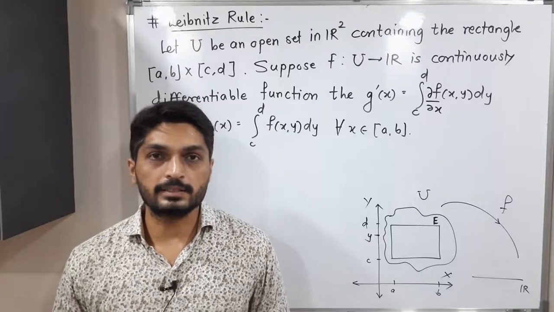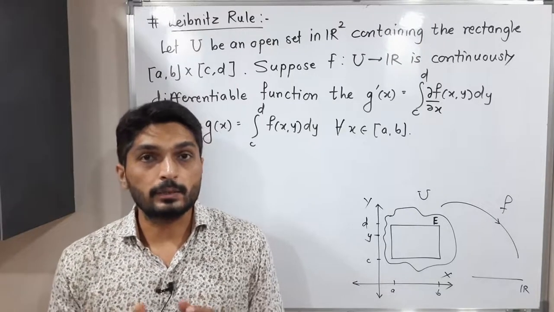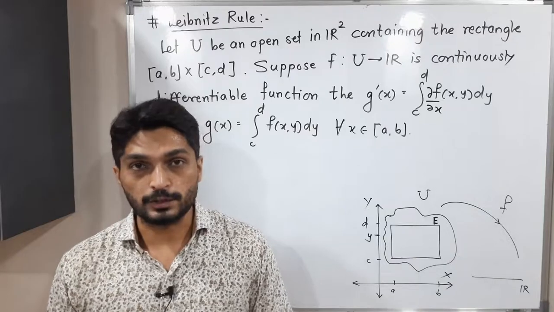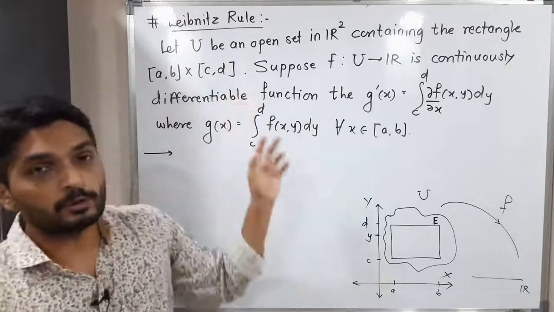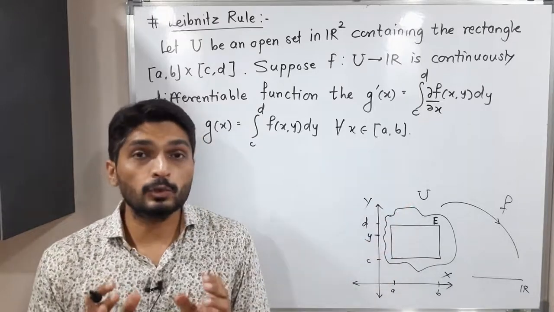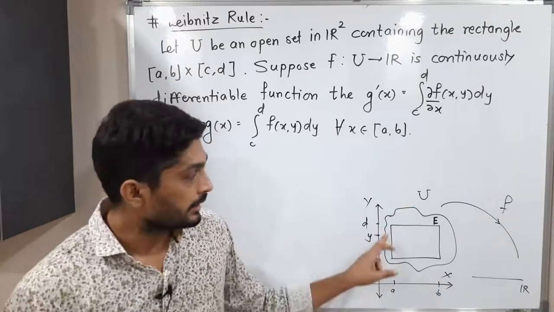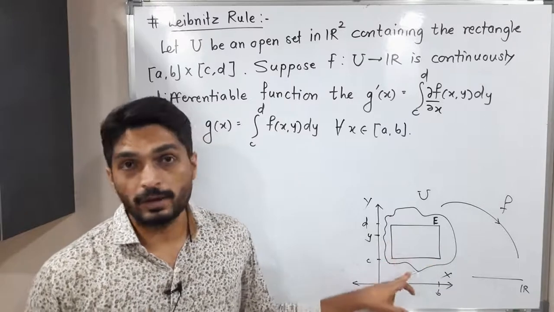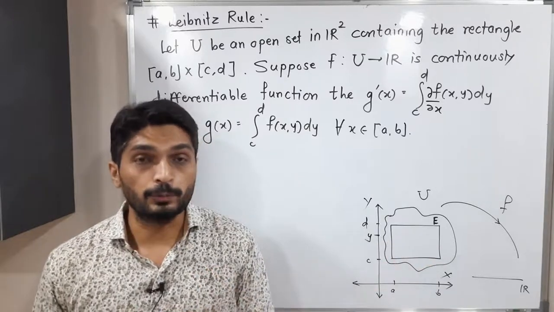Hi everyone, let us discuss Leibniz rule. So let us try to understand the statement of Leibniz rule first. It says let U be any open subset of R2. In this diagram you can easily see a closed rectangle [a,b] cross [c,d], a closed rectangle E which is a subset of U, right?